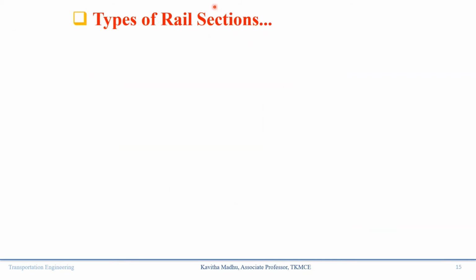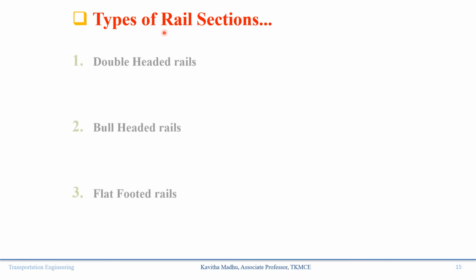Depending upon the dimension or the shape of each of these parts, there are three types of rail section: double-headed, bull-headed and flat-footed. The name suggests what double-headed is. Both the head and foot are of the same size and shape, and that is why it is also called the dumbbell section.